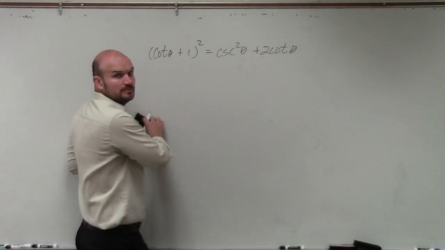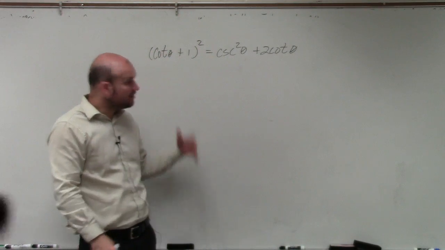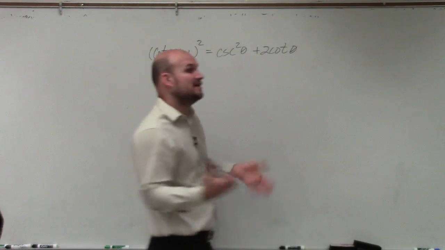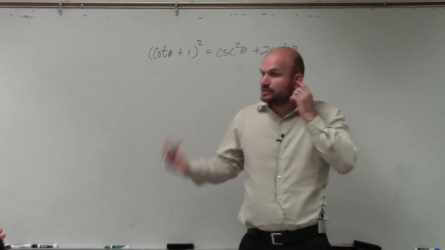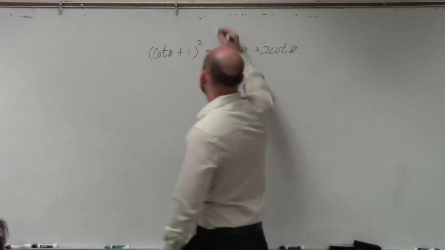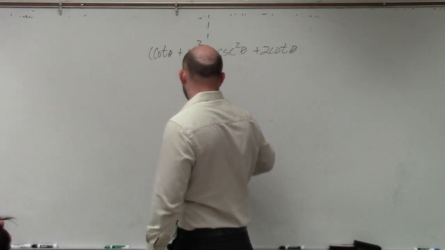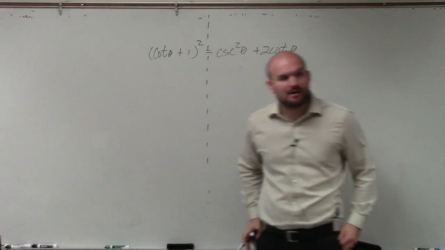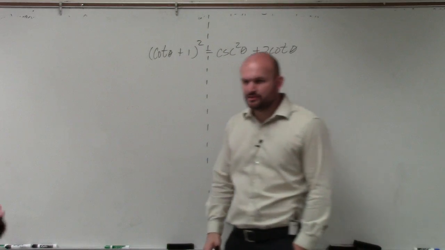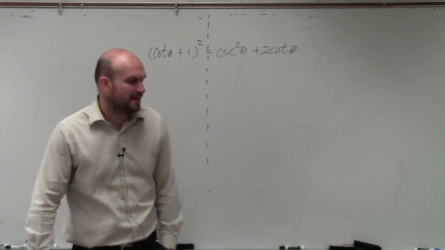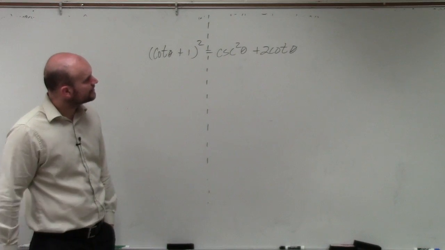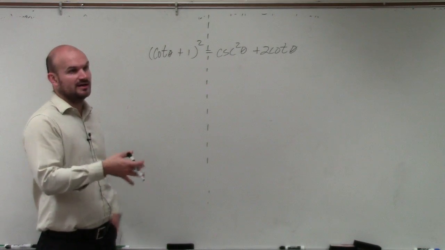So what we need to do is verify the identity. Verify that one side is equal to the other side. What you guys can do is create a nice little dotted line on any problem that you're doing. I'll leave this one up here, so you don't need to write it down if you don't want to.